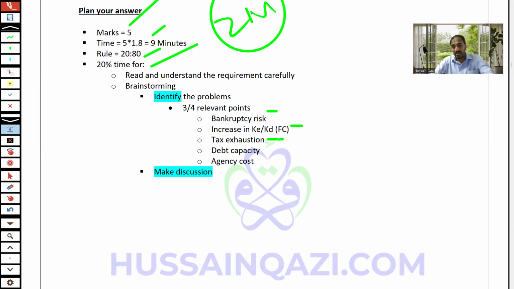Debt capacity: if the debt level increases, maybe your debt capacity becomes exhausted. Agency cost: maybe some covenants attached by the debt holder, and one of the covenants may be about a dividend payout, restriction of the dividend payout. So this may create conflicts between the shareholder and the company's management. These are the 4-5 points, but you need to write for 3 to 4 points.